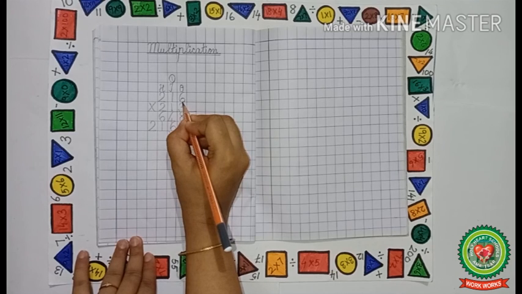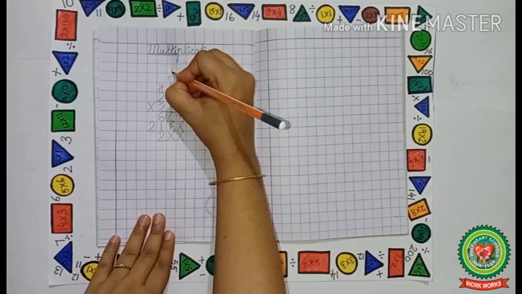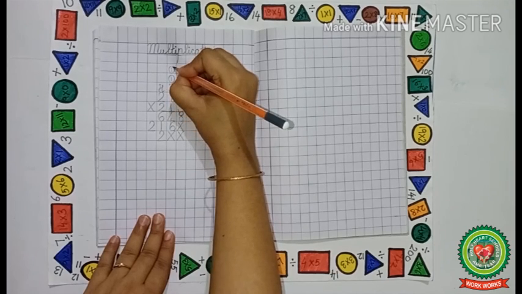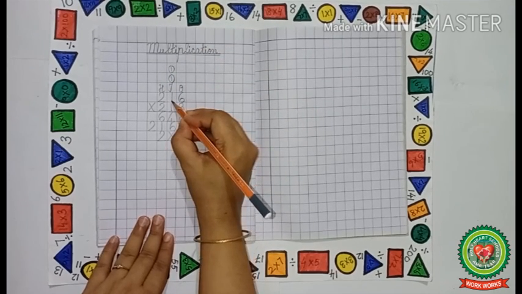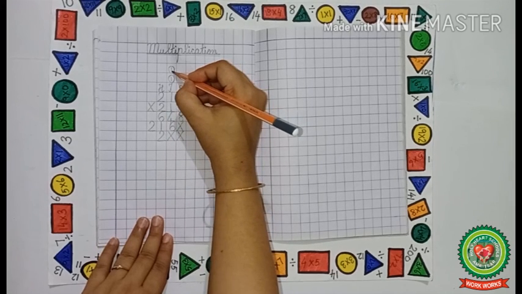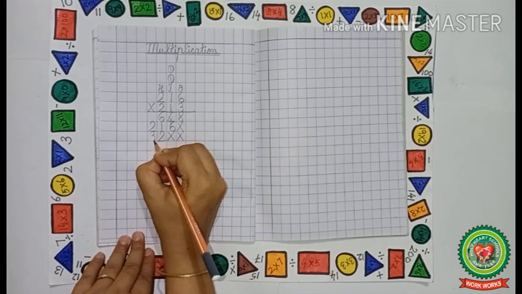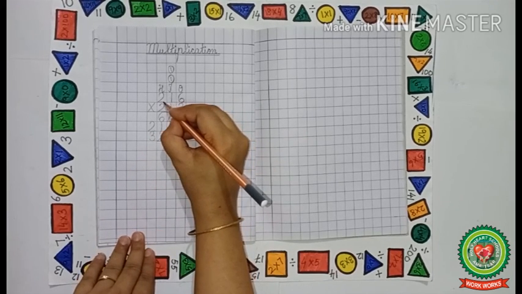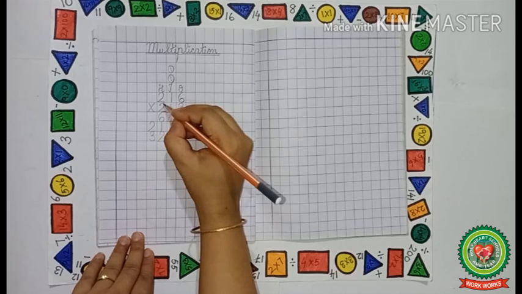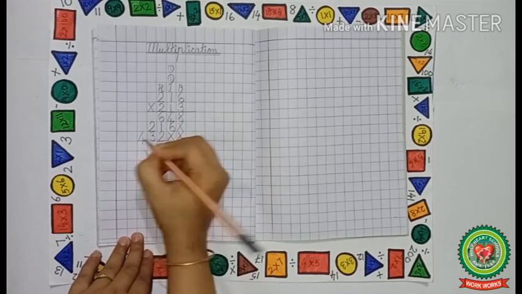Since 12 is a 2-digit number, we will write 2 down and 1 carry. Now let us multiply 2 with the next digit, that is 1. 2 ones are 2 plus 1 carry over, that is 3. So we will write over here 3. Now let us multiply 2 with the next digit, that is in the hundreds place. 2 twos are 4. So we will write over here 4.